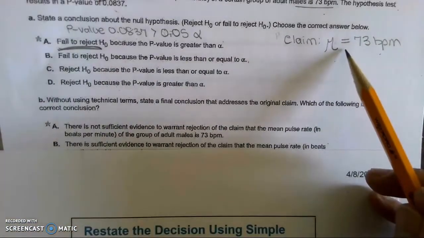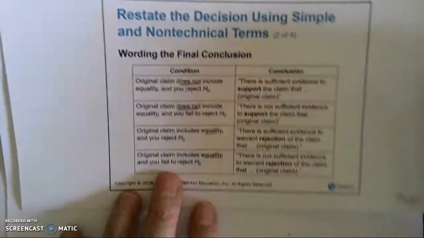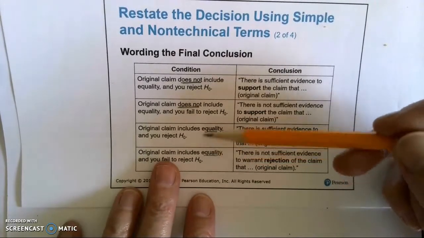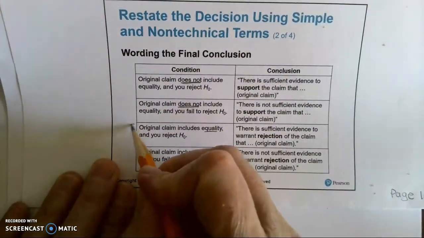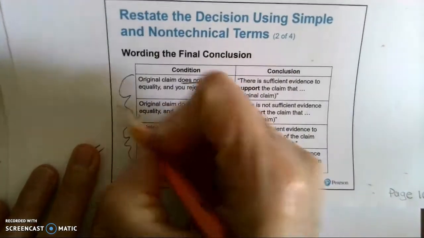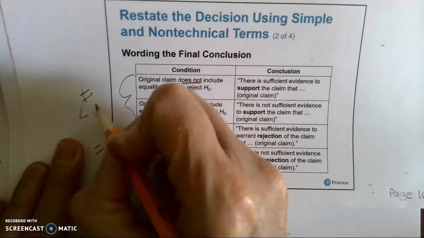If I look at my original claim, it does have an equal sign. So that means I'm going to use one of these two. The original claim has an equal sign, so these both have an equal sign. These are something other than equal, so it'd be either not equal to, less than, or greater than.